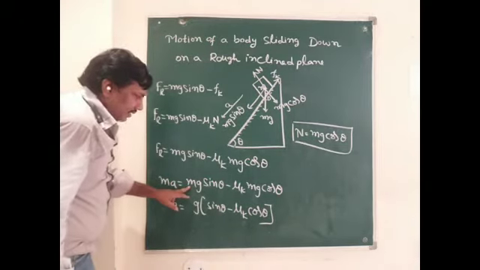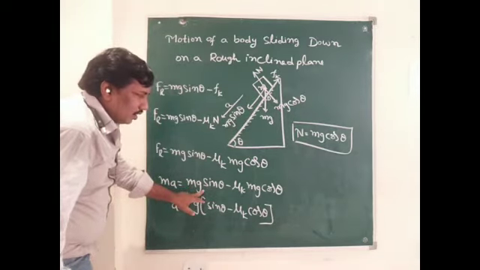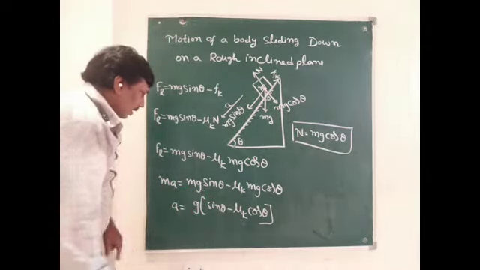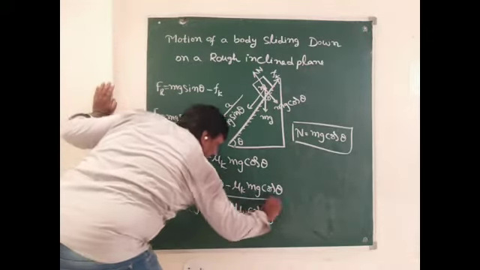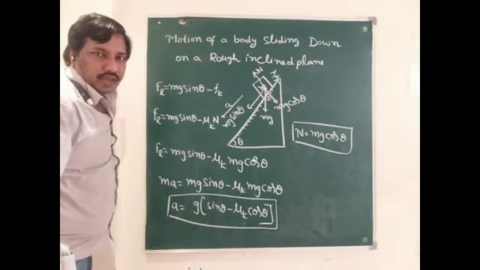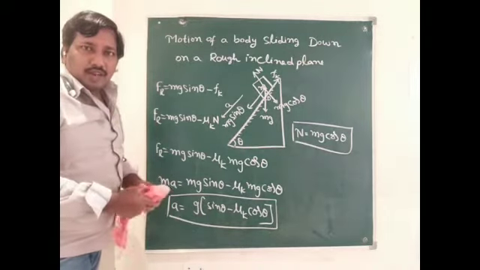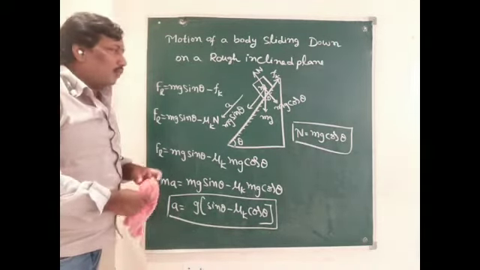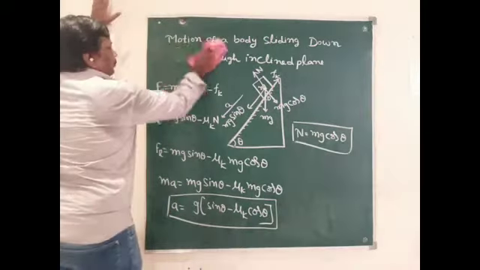Here m is common. So m into g sin theta minus mu k into g cos theta. Here m cancels. So the acceleration of the block is a equal to g into sin theta minus mu k cos theta. Now we can find out the final velocity of the block and the time taken also.